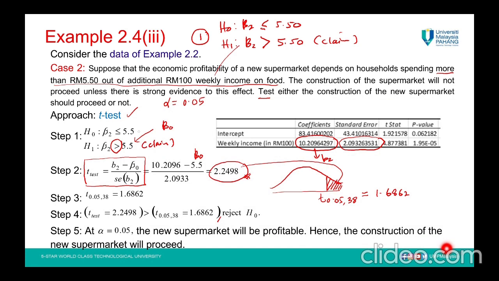Now we go to step 5, to make a conclusion. Based on step 4, our decision is reject H0. Reject H0 means that in this case we accept the claim. So what we can conclude here is that at alpha 0.05, the new supermarket will be profitable. Hence, the construction of the new supermarket will proceed.